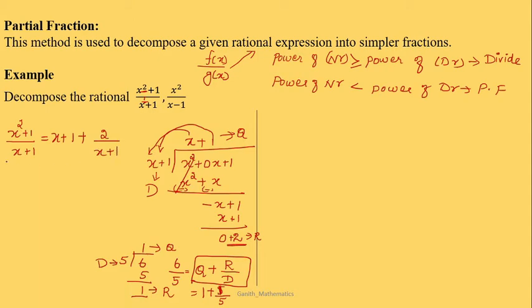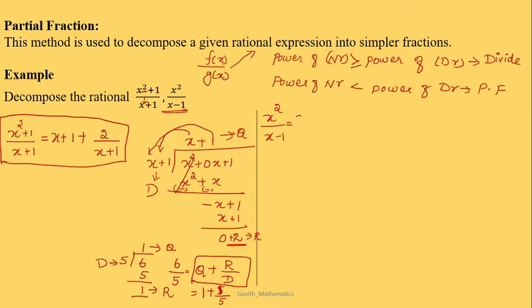This is the simplified form, or decompositional form, of this particular function, x square plus 1 divided by x plus 1. In a similar manner, we are going to see this problem also. The problem is x square by x minus 1. Very simply, you can identify this. In the numerator, if you add plus or minus 1, you will get x square minus 1 square, that can be written as x plus 1 into x minus 1.